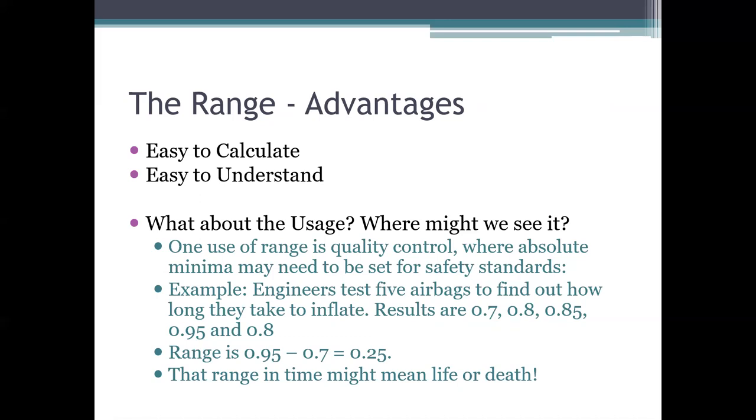So here's the reason I reference this. Here's a usage. One use of the range might be quality control, where you have to set an absolute minimum for safety standards. For example, suppose engineers test 5 airbags to find out how long they take to inflate in a car accident. Measured in seconds, the first takes 0.7 seconds, one takes 0.8 seconds, another 0.95 seconds. The range is a quarter of a second. If you're in a car accident, do you think a quarter of a second could mean the difference between life and death?